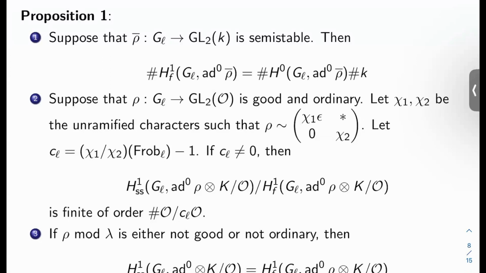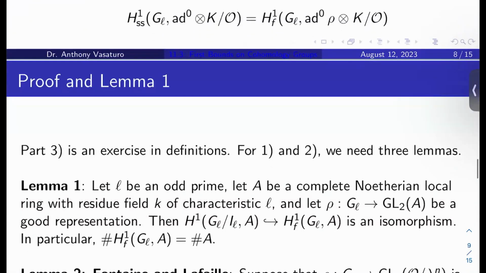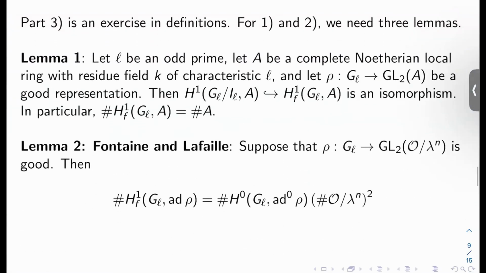Okay. And finally, 3, if rho mod lambda is either not good or not ordinary, then H1SS GL ad 0 rho tensored up to K mod O is the same as H1F GL ad 0 rho tensored up to K mod O. Okay. So proof, part 3 is an exercise in definitions. I'll leave that to you. For parts 1 and 2, we'll need 3 lemmas.